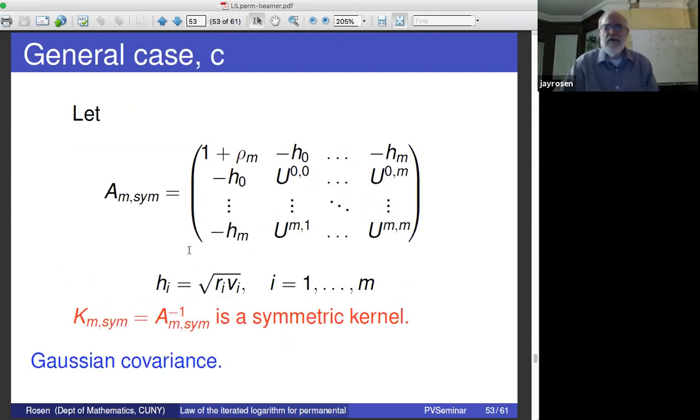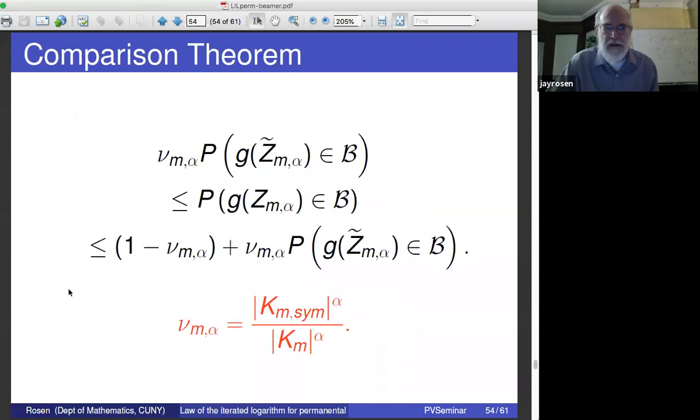And then we symmetrize that. U itself was symmetric. We symmetrize it by, we had here, on the first row we had the V's, and the first column we had the R's. So we take the square root and we symmetrize that. This guarantees that the inverse of that will be a nice symmetric kernel, therefore a Gaussian covariance. So the main technical tool in our approach is the following comparison theorem.